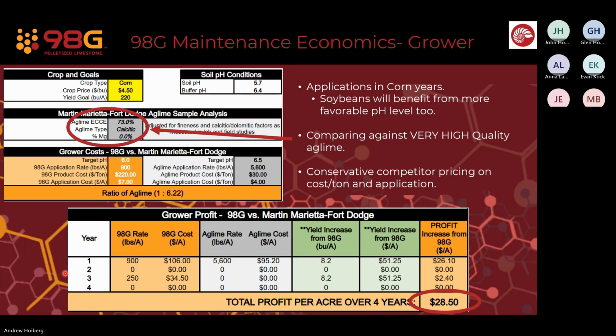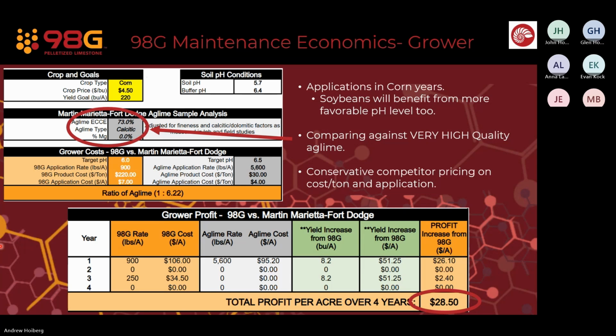But again, when it comes to application costs, we're probably being a little bit conservative on an ag lime application cost of $4 a ton and an ag lime product cost of $30 per ton. That's going to include logistics. So really, for your specific grower, depending on the quality of your ag lime, depending on your logistics costs for ag lime, this $28.50 over a 4-year period for your grower could be drastically on the low end of the scale of what your growers could potentially see from adopting the 98G maintenance rate strategy in their corn or soybean crop rotation.